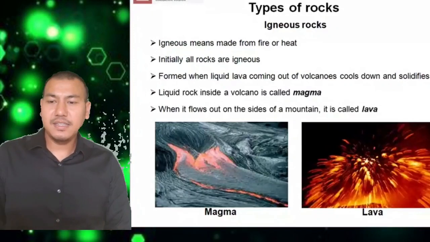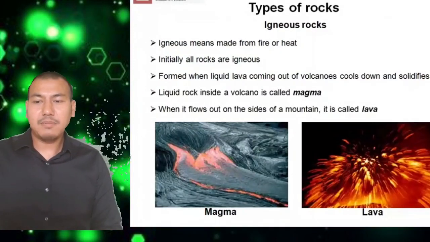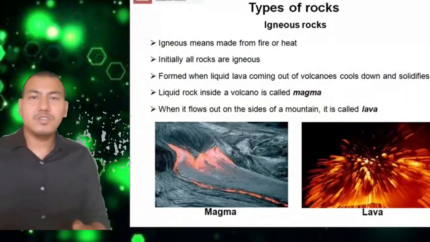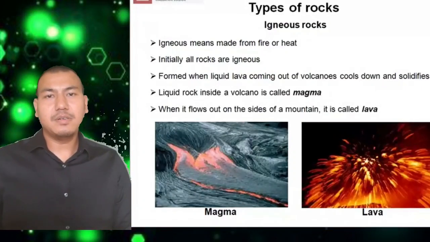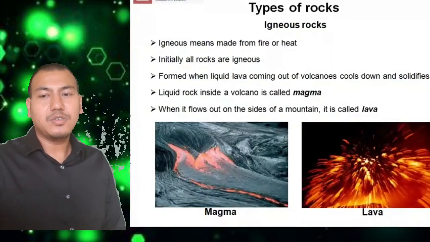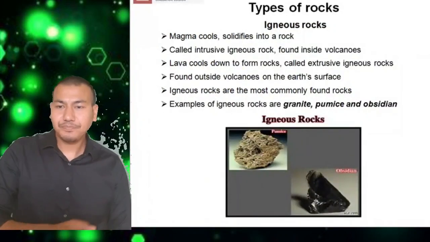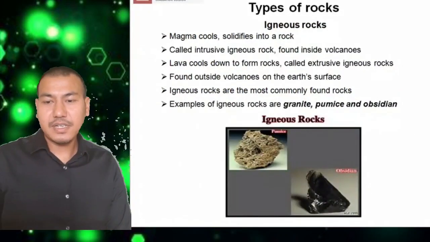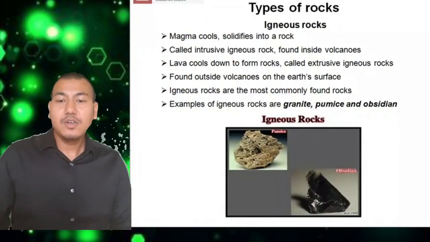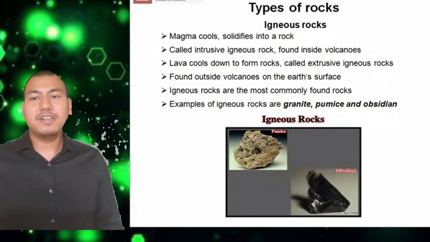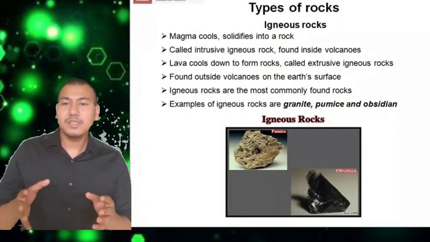So you can see in the image that the magma and the lava which are coming out, यही चिसो भएर cool down भयो, solidify भएपछि चाहिँ this rock turns into igneous rock. Okay, what are the different types of igneous rock? भन्दा igneous rocks are different types like granite, pumice and obsidian. These are the different types of igneous rock.